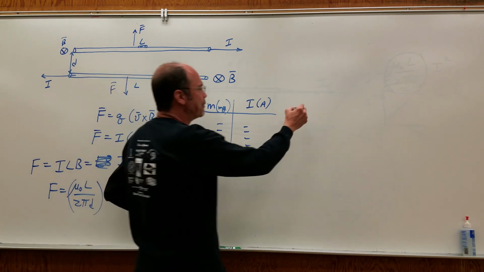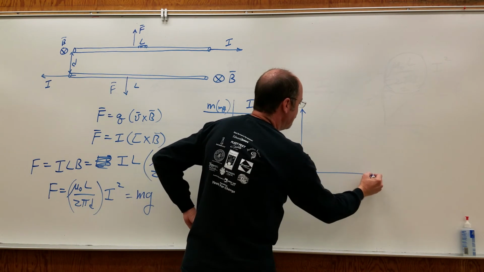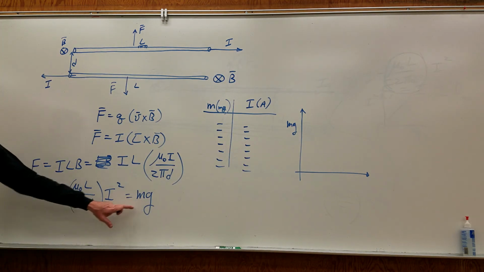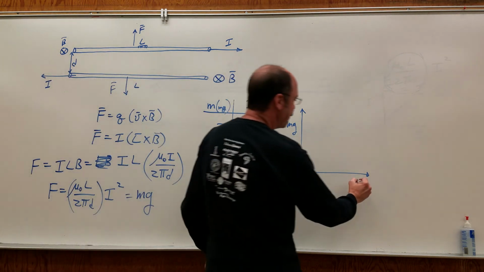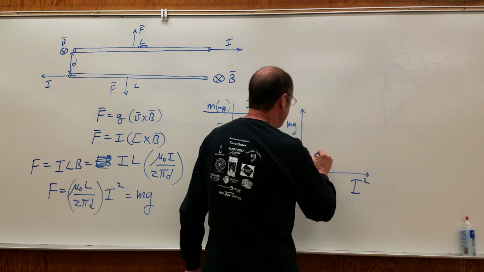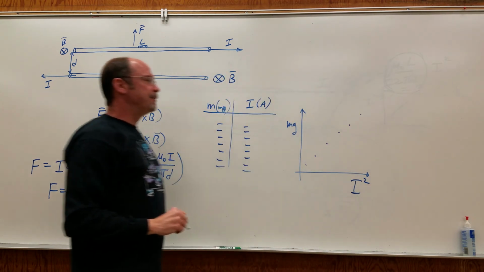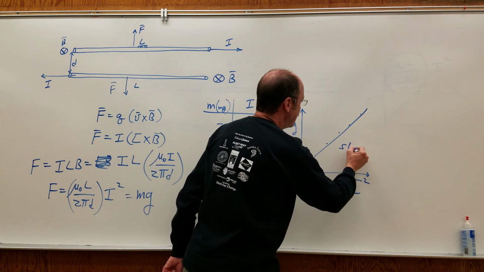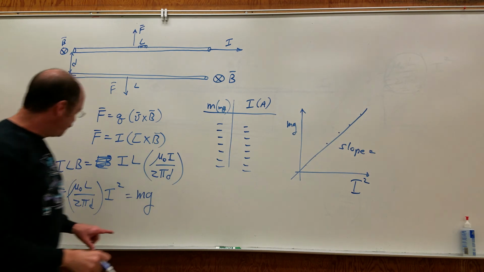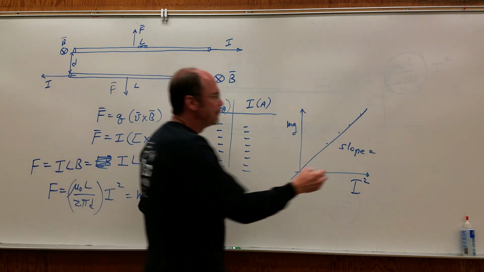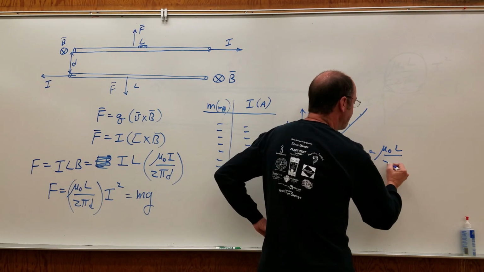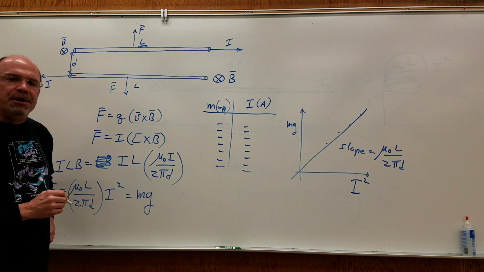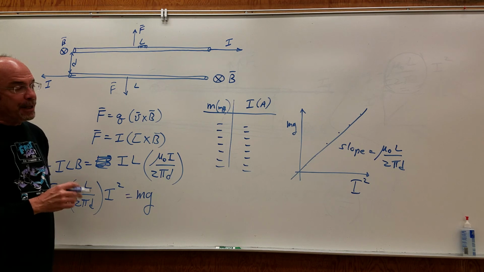Then all you have to do is make a plot. If you plot mg on the vertical axis and I squared on the horizontal axis, you should get a nice straight line. You fit the data to a straight line, and then the slope will just equal this quantity in the brackets, mu0 L over 2 pi d. And that's it. From the slope you can figure out a numerical value for mu0 and then compare it to the known value.